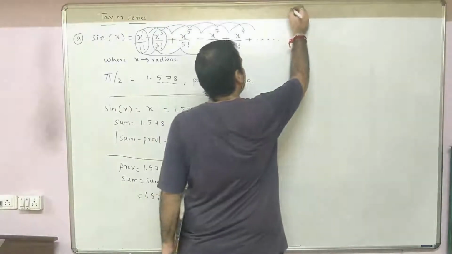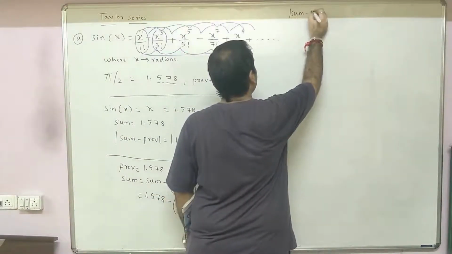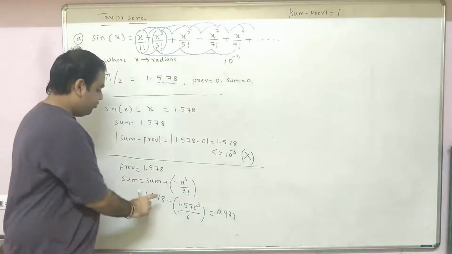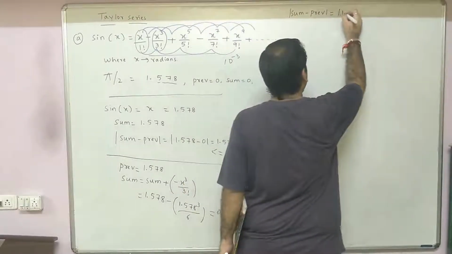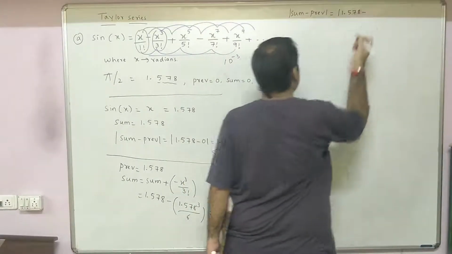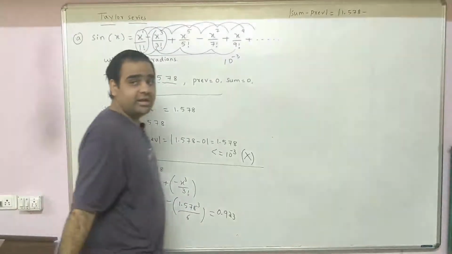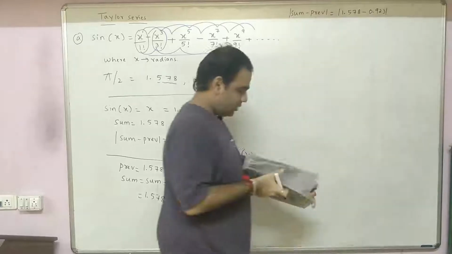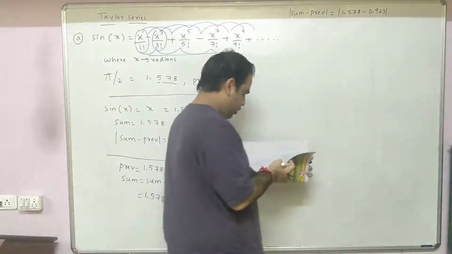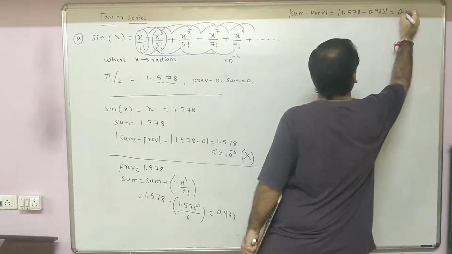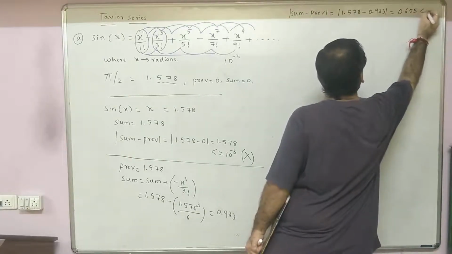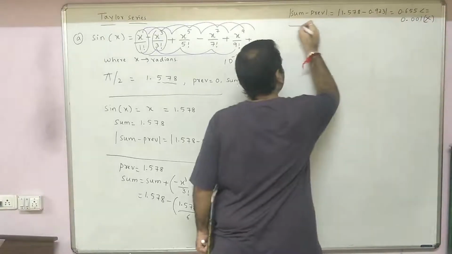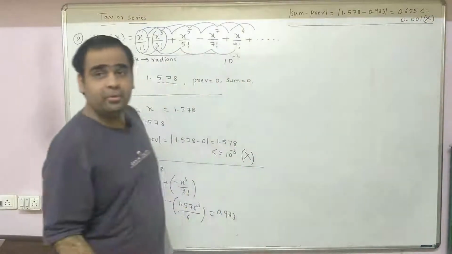Now again you need to find the absolute difference. How do you find it? You say sum minus previous. Sum is 1.578 minus the value of previous, 0.923. If you get the difference of this, it is 0.655. Is it less than or equal to epsilon, which is 0.001? No. Since it is no, you need to compute the next step.